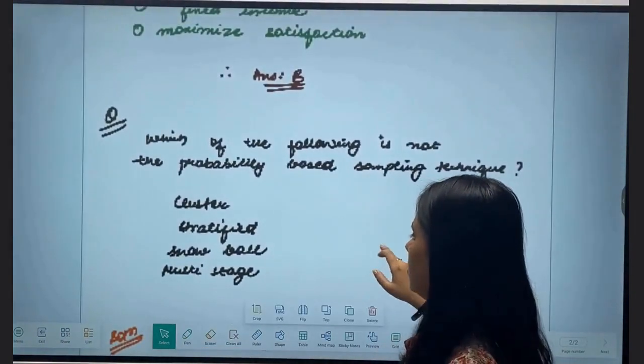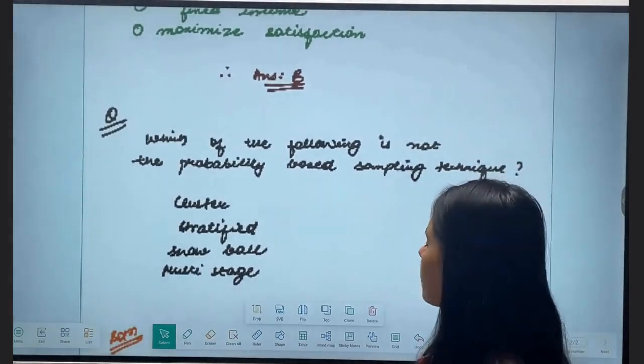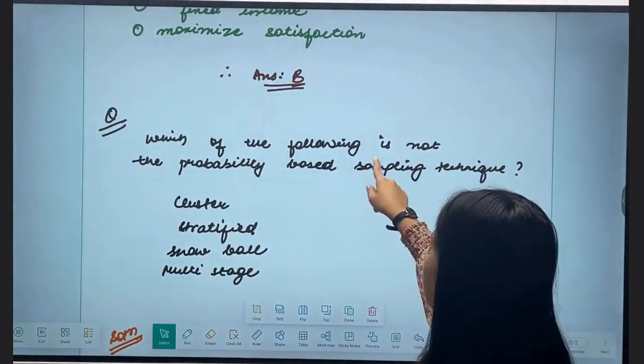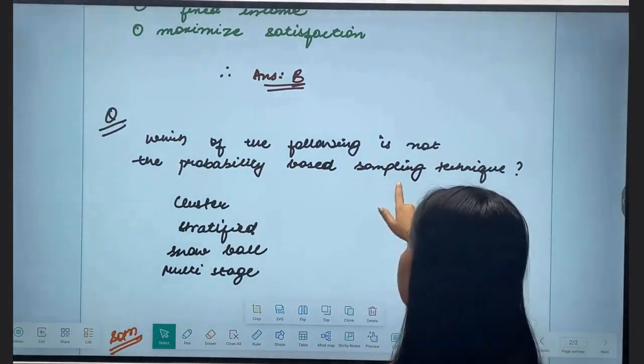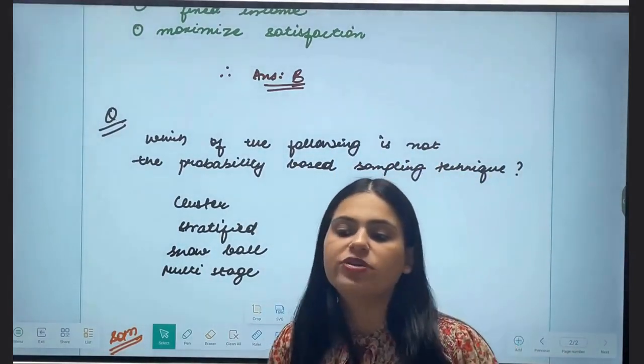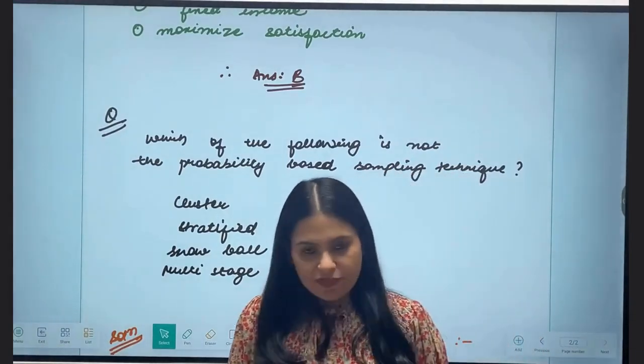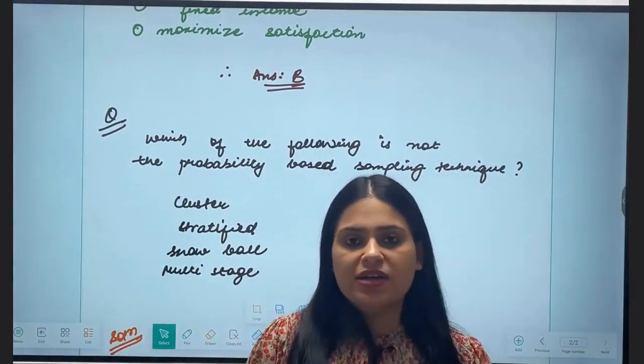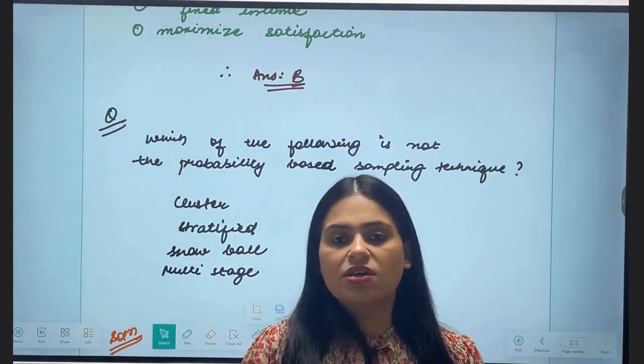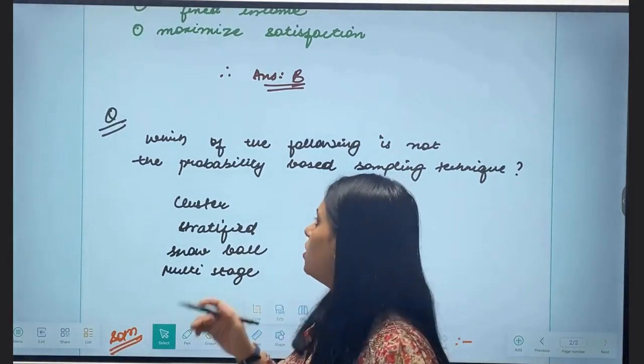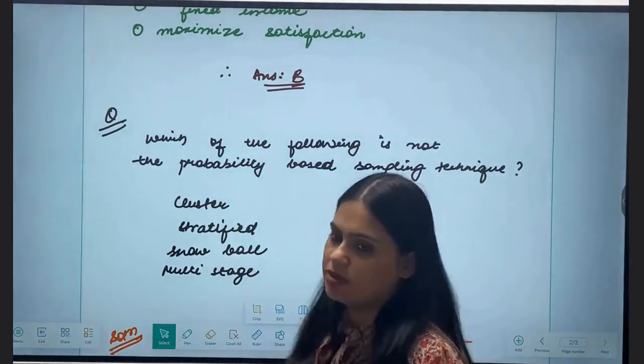Okay. The next question is this. Which of the following is not a probability based sampling technique? So 4 techniques are given to you. I'm giving you a minute. Try to solve this. Tell me which of these is not a probability based sampling technique.